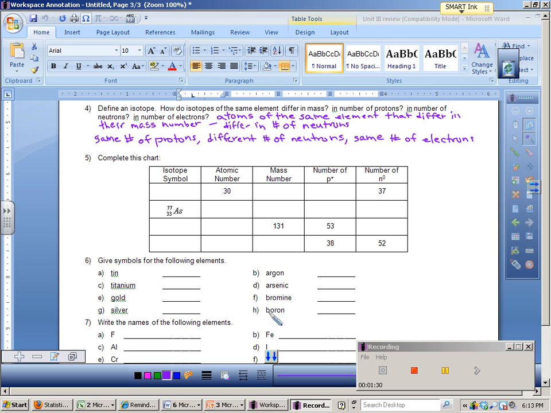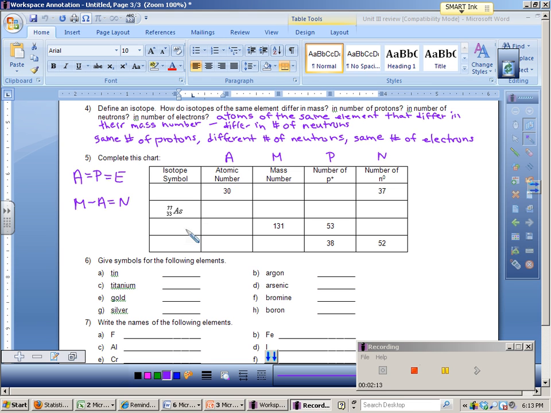Number 5 is asking us to complete the chart. Remember here that atomic number equals number of protons equals number of electrons in a neutral atom, and mass number minus atomic number equals number of neutrons. So for our sake, this is going to be our atomic number, this is going to be our mass number, this is number of protons, this is number of neutrons.